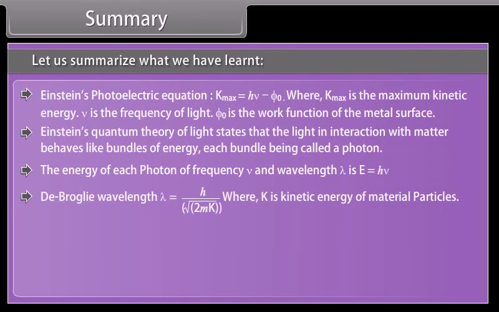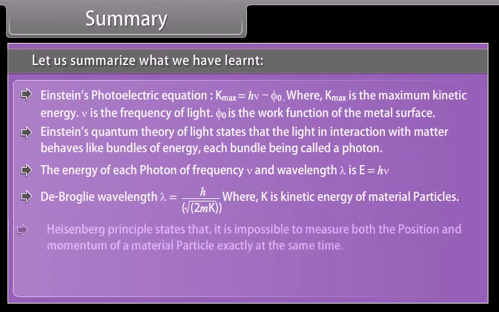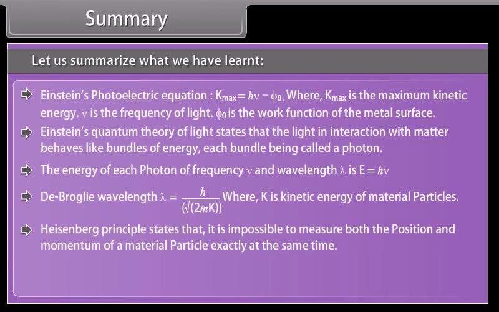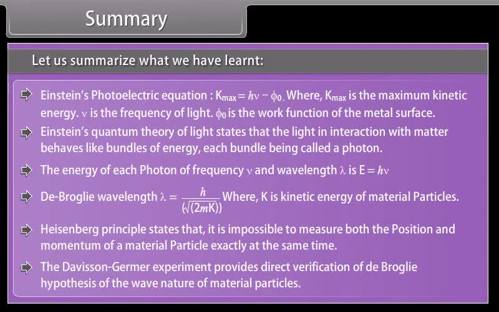The de Broglie wavelength lambda is equal to h by square root of 2mK, where K is the kinetic energy of material particles. The Heisenberg principle states that it is impossible to measure both the position and momentum of a material particle exactly at the same time. The Davisson-Germer experiment provides direct verification of the de Broglie hypothesis of the wave nature of material particles.